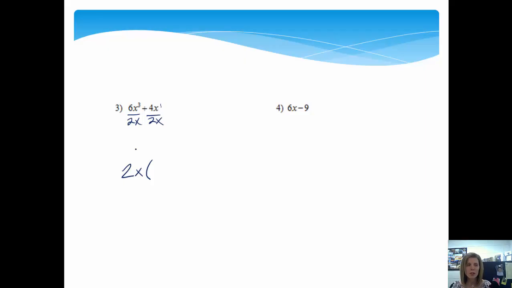6 divided by 2 is 3. If I'm combining my x's, I'm going to subtract. So 3 minus 1 will be 2. So it'll be x to the second. Bring down the plus sign. And then 4 divided by 2 is 2. And then the x's, since they are the exact same thing, they are just going to zap each other out. So then this is my factored answer right there.